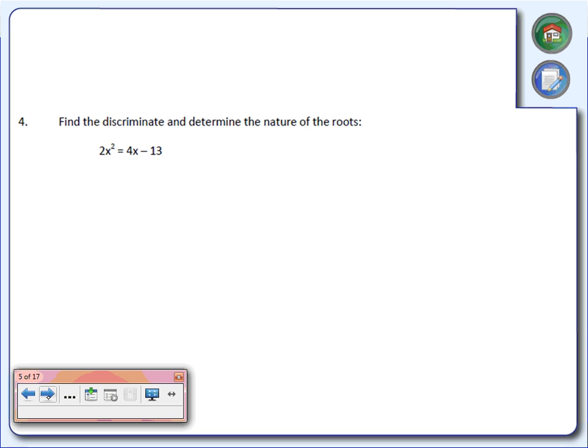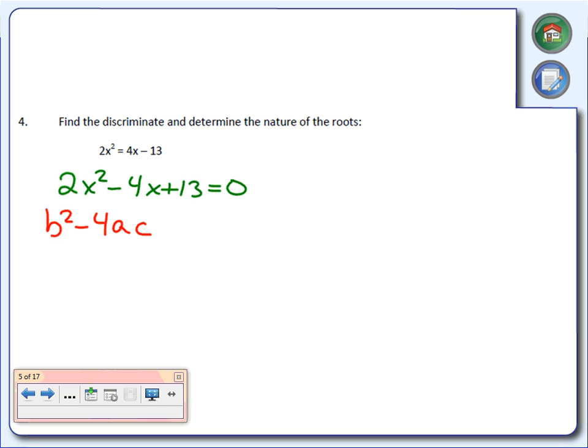Number 4 is just like number 2. We're looking for the discriminant and what is the nature of those roots. Before I answer that question, I want to make sure this is equal to 0 first. So I'm going to move the 4x and the 13 over to the left-hand side. Now I'm ready to start looking for that discriminant, which is b squared minus 4ac. Our b is negative 4, a is 2, and c is 13.